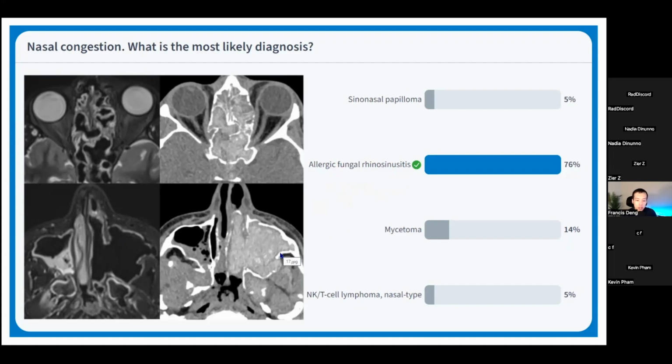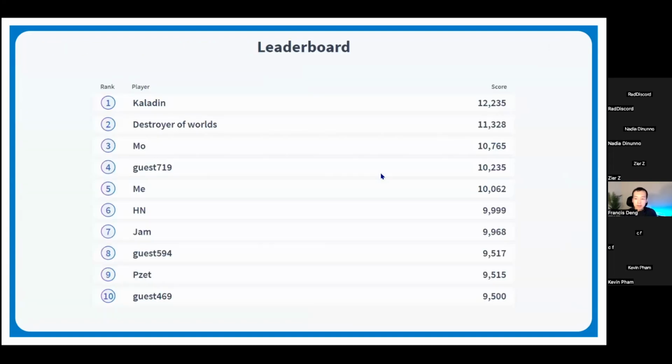So there are cases that are severe, and that can cause bone remodeling. But it's important not to confuse this with more aggressive neoplasms or invasive fungal sinusitis. So this is allergic fungal rhinosinusitis.